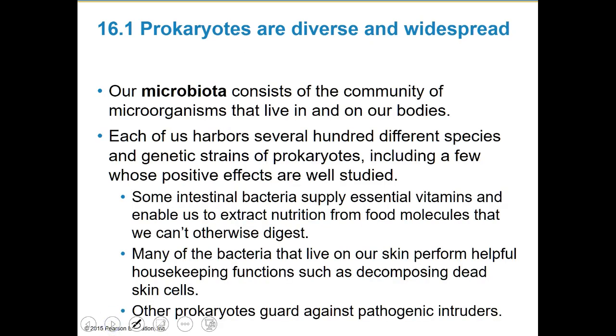So our microbiota is the community of microorganisms that live in or on our bodies. That's going to be all those things that are in your gut. When they say take these probiotics, it just means that you're adding good, happy bacteria to your digestive system. They live all down in your stomach. Maybe the stomach's a little tougher to live in.